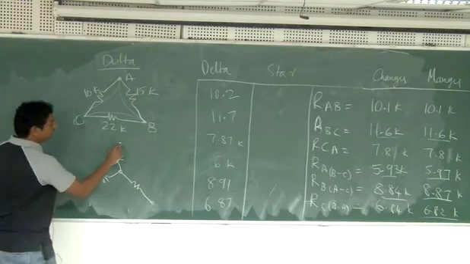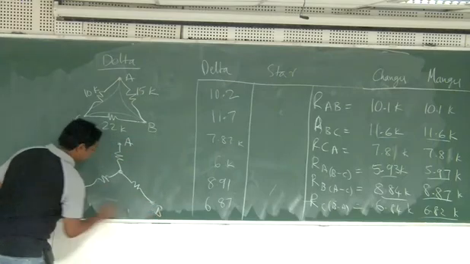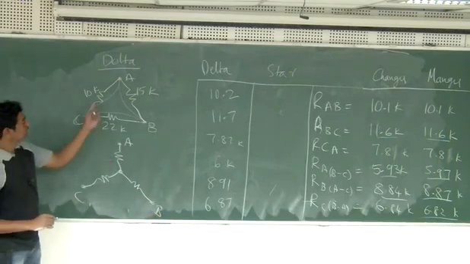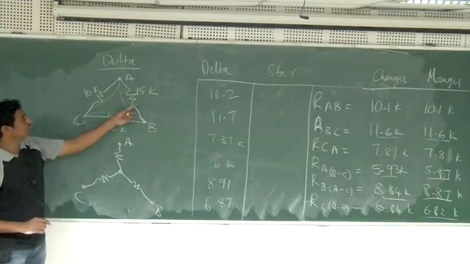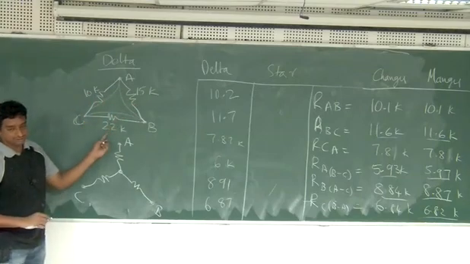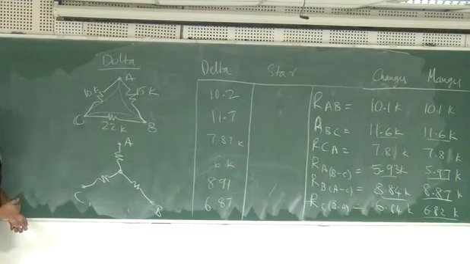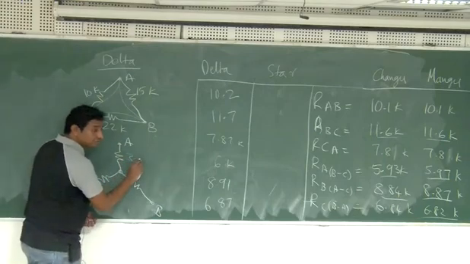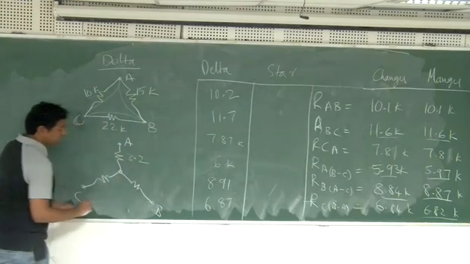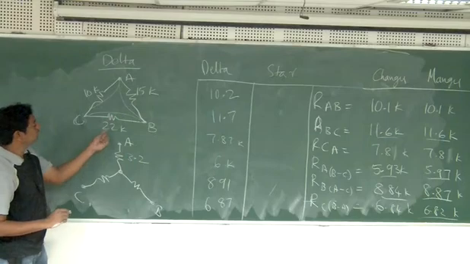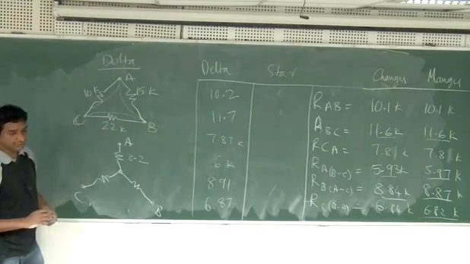So what is this? This is again A, B and C. What is this value? 10 into 15 divided by 10 plus 15 plus 22. How much is that? 150 by 47. How much is that? 3.2. What about this? 15 into 22 divided by 47. Fast.